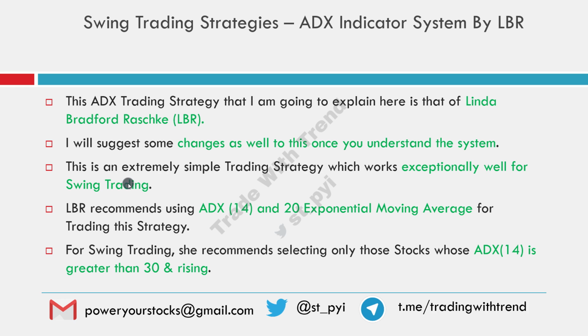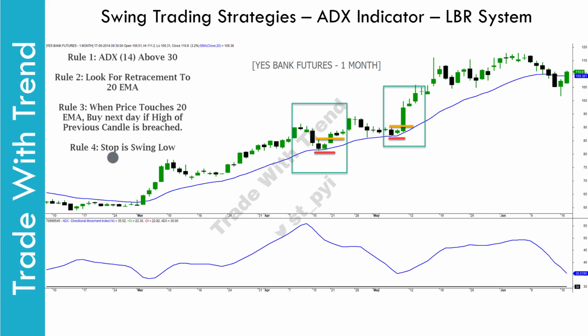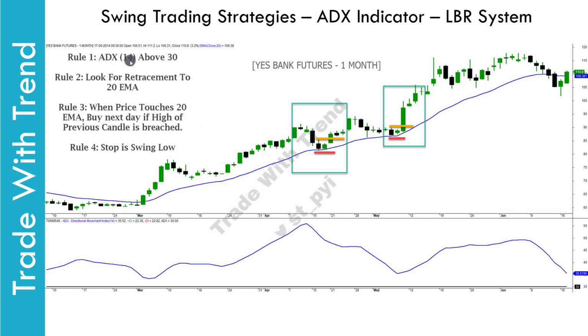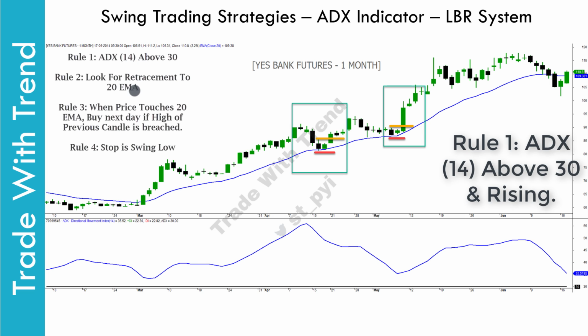So let us now move to how the trading strategy is set up on charts and what are the rules for this particular trading strategy. So this chart that you see in front of you is the daily time frame chart for Yes Bank futures. On the chart we have a 20 period exponential moving average. The rules for this particular strategy are as follows. Rule number 1, ADX 14 on daily time frame has to be above 30 and rising.